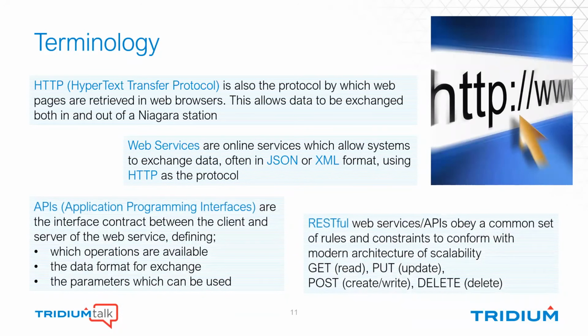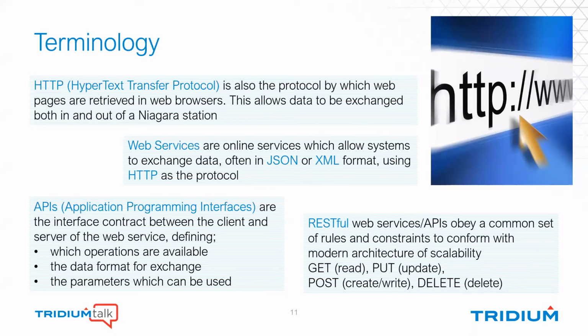So, just wanted to cover a couple of things on the terminology that we're covering here. Obviously, HTTP is the protocol by which web pages are retrieved in web browsers. And this allows data to be exchanged both in and out of the Niagara station. Web services are online services, and they often use JSON or XML format using HTTP as the protocol.